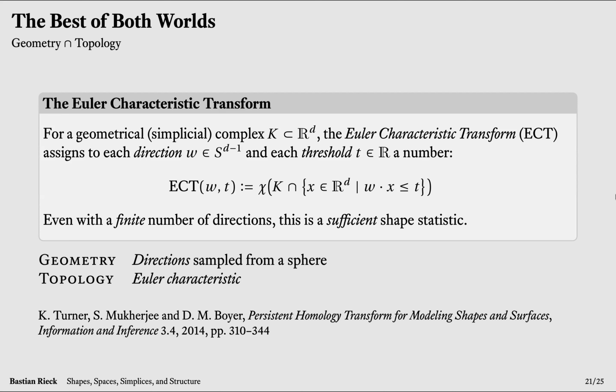Now, the interesting thing is that this Euler characteristic transform, or ECT as I like to say, combines geometry and topology in two very simple ways. The geometric aspect comes from the fact that it's a function from the unit sphere, so you have directions sampled from a sphere, and the topological aspect comes from the actual Euler characteristic that you are evaluating.